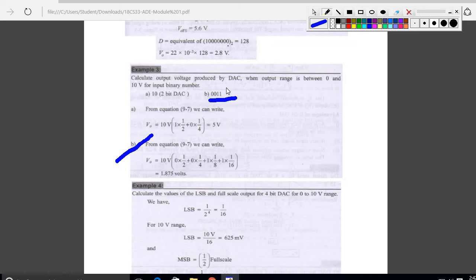0011 is there, right? So according to that, for the 10 volts we'll have to take it as a reference. When you calculate the output voltage, the binary number has been given, it should be like this. So first take the bit 0, this 0 into half we'll have to do. Addition of that, next bit we take 0 into 1 by 4. Next we'll take this bit 1 into 1 by 8, and the last bit 1 into 1 by 16. Like that you have to find this out. Okay, next problem.